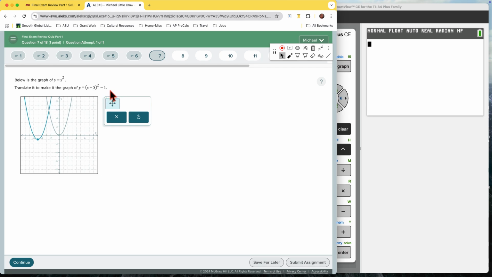Outside, do what you see. Negative 1, we're going to go down 1. Positive 5, we're going to go in the negative direction. 5, backwards, whatever. This is the correct one. All right. Leave it at that. Well, no, let's not leave it at that.